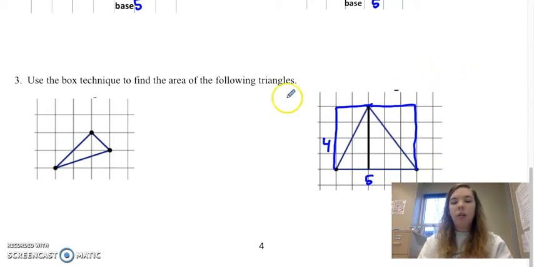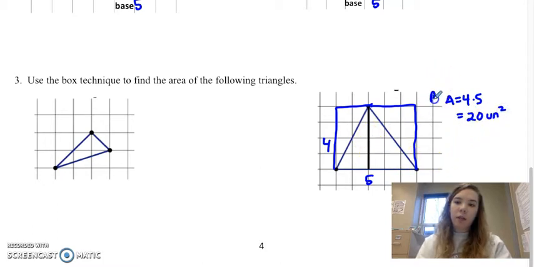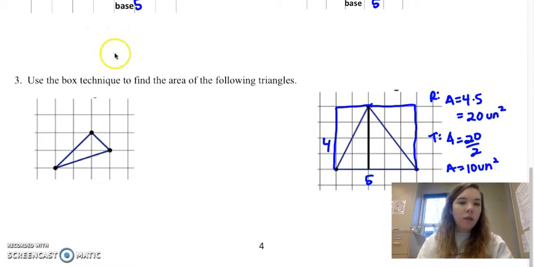So I could do the area of a rectangle, which is 20 square units. So the area, again, this is my rectangle. My triangle, you could take half of that, is 10 square units. Okay, for this one, I'm going to make a square on the outside.